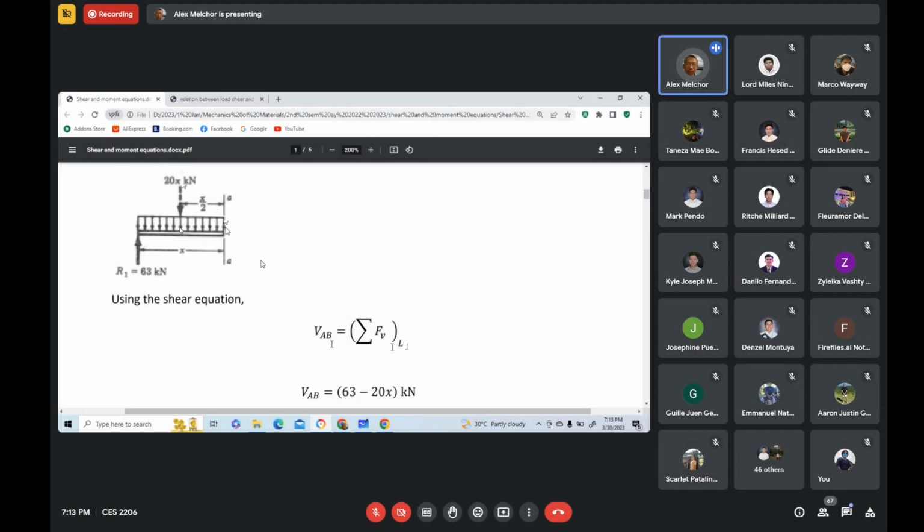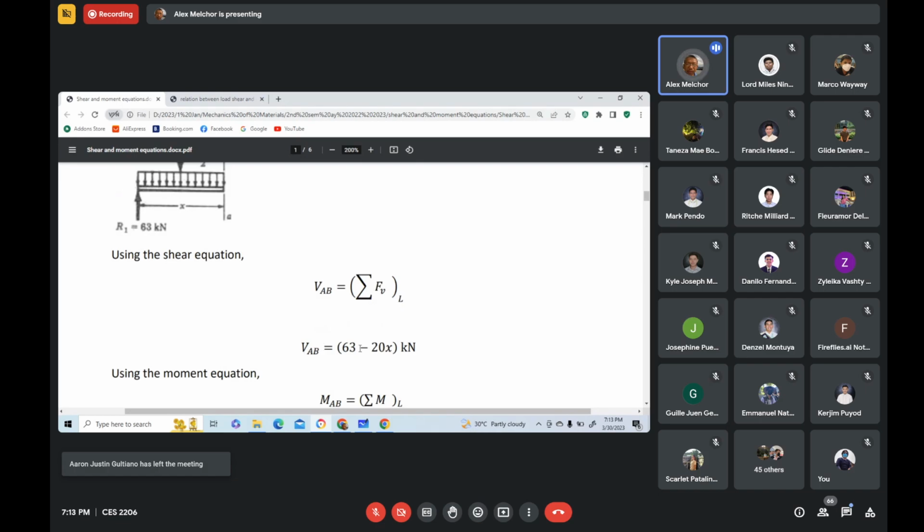So there are two forces to the left of section AA. When you consider the left portion, upward force is positive, downward force is negative. So that's why we have this one.